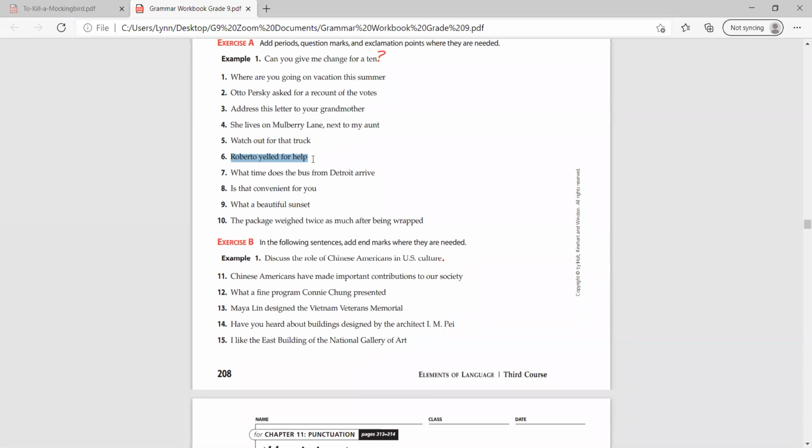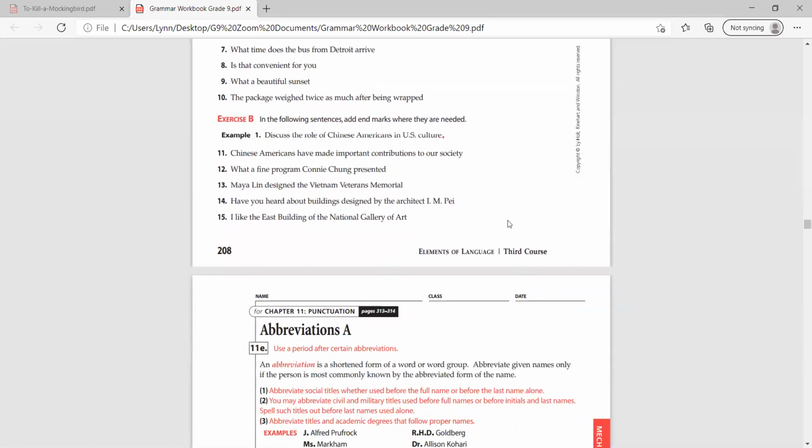Number 6, Roberto yelled for help! Exclamation mark. Why? Because he yelled for help. Is he yelling for help? As in help? Period. Yes. Okay, now go to number 9. Number 9, what a beautiful sunset! Exclamation mark. Yes. What a beautiful sunset! Exclamation. All right, Krish, can you do the next 5, please?